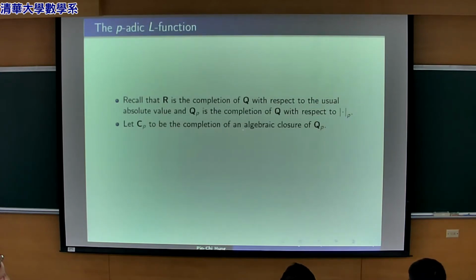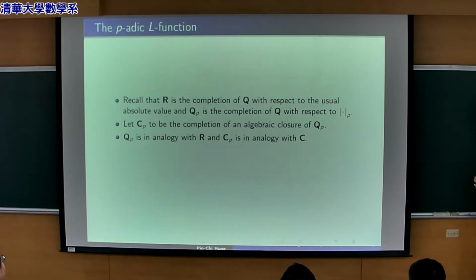So you take the completion of the algebraic closure of Q_p. You do two processes. But anyway, this is something like a p-adic complex number. You can think of it this way: a p-adic complex number. And so, just as the algebraic closure of Q with R and C is analogous with C.